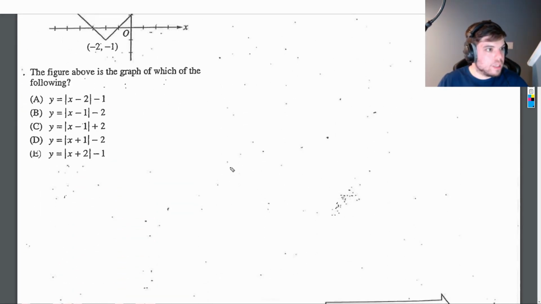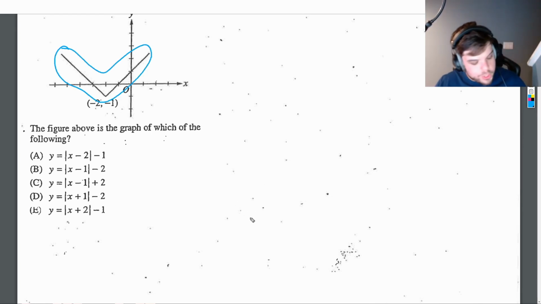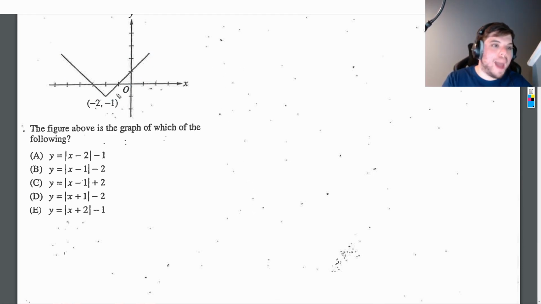Number 7. We need the figure above. Okay, oh well, it looks like a V. The figure above is the graph of which of the following? Now, whenever you see that V, that is an absolute value graph. Well, that doesn't really help us, since all the answer choices have absolute value in them. Okay, well, it is an absolute value function shifted 2 units to the left and 1 unit down.